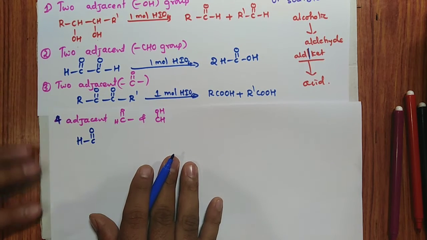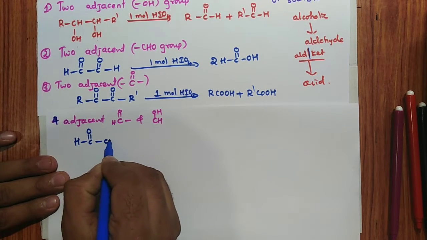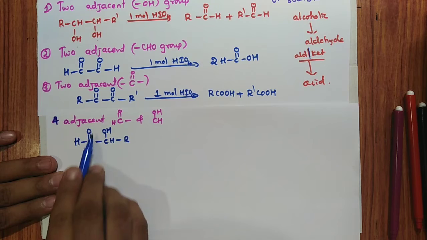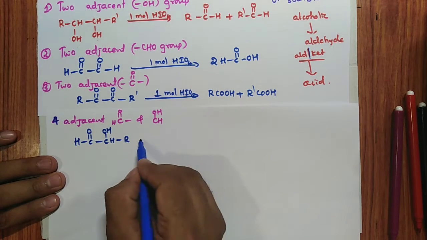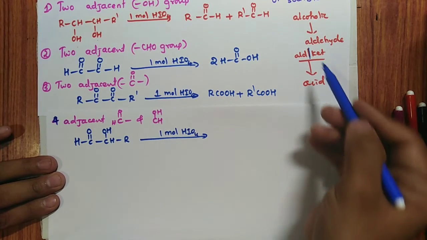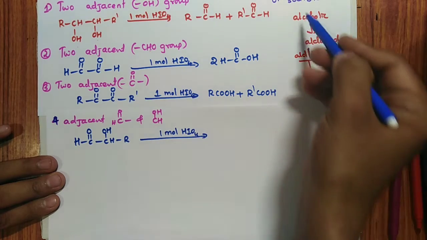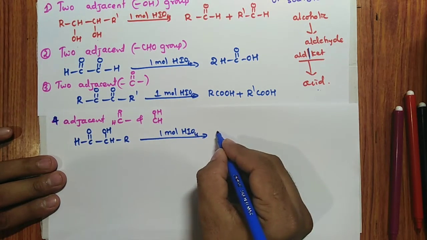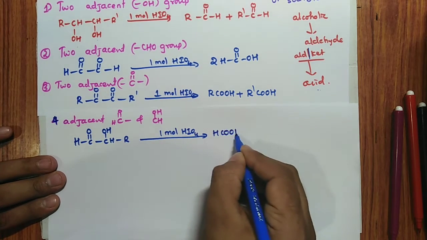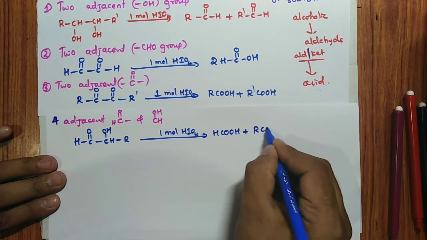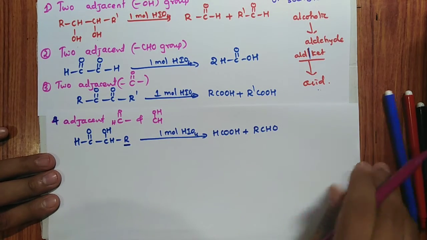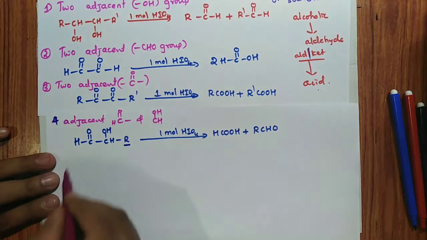I think it is visible for you. So HC double bond O, CHROH. Here you can see OH and C double bond O, H, that is, aldehyde and alcohol are adjacent to each other. Here also you require 1 mole of HIO4. We know that ketone is converted into aldehyde, aldehyde is converted into acid, and alcohol is converted into aldehyde. So here you are going to get HCOOH plus RCHO. R is a group here, right? So RCHO.